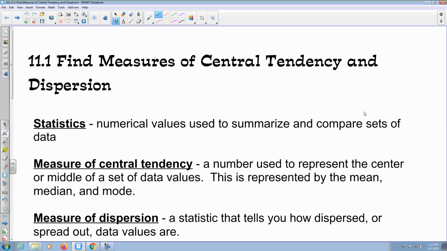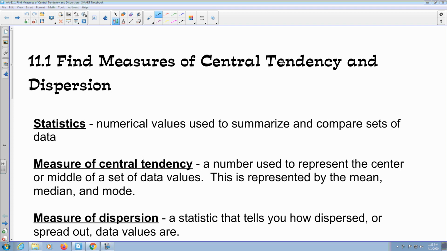All right, we're in section 11.1 where we are going to find measures of central tendencies and dispersion. So, chapter 11, we're going to be dealing with statistics, and by definition, in those there are numerical values that helps us summarize and compare sets of data.